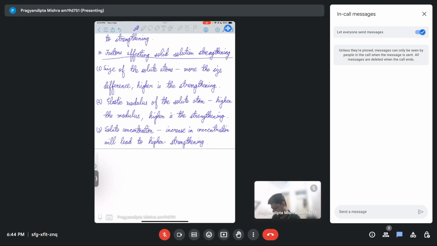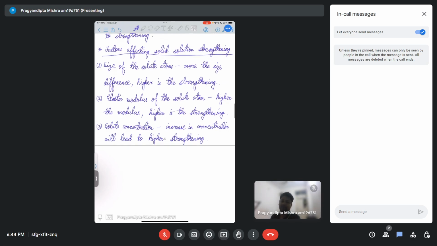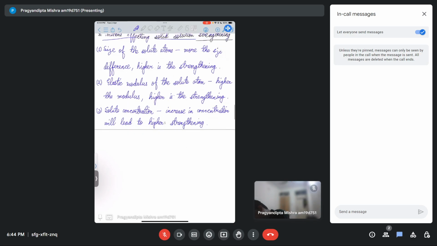One important thing to keep in mind, I'll probably write it as a note. There are two notes that you can keep in mind. So first thing, we can't keep adding solute in the solvent. There is a solubility limit beyond which it will start forming a second phase. So we go from solid solution strengthening to precipitate strengthening beyond a point. So there is a limit up to which we can keep adding. Let's write that down.